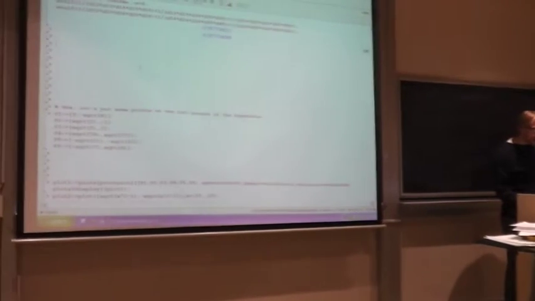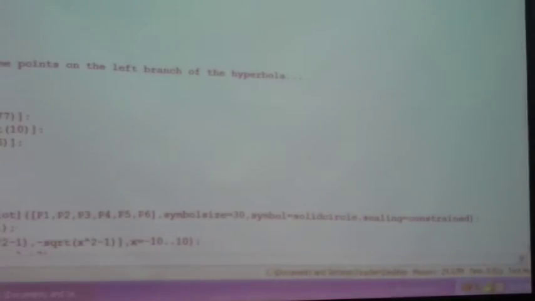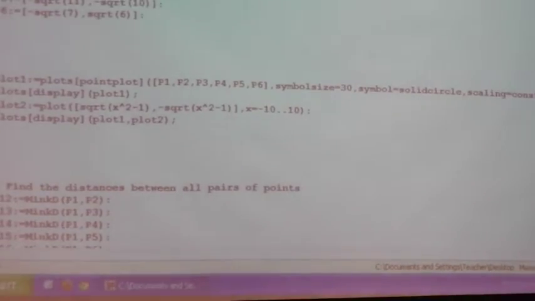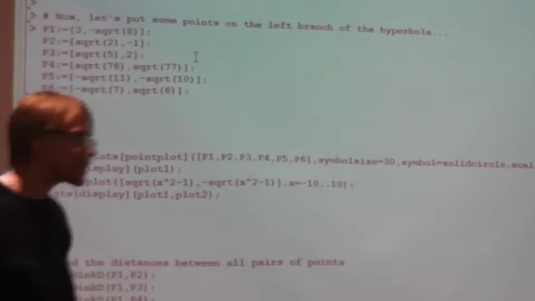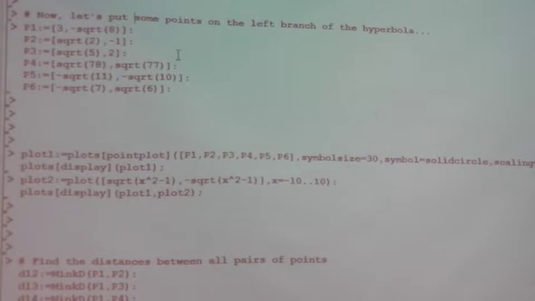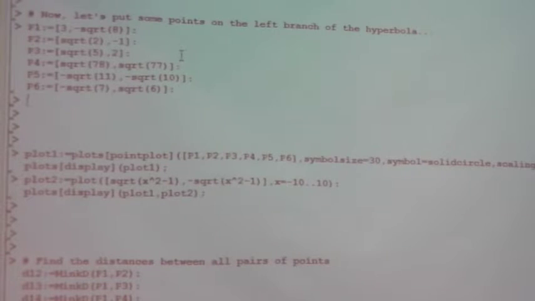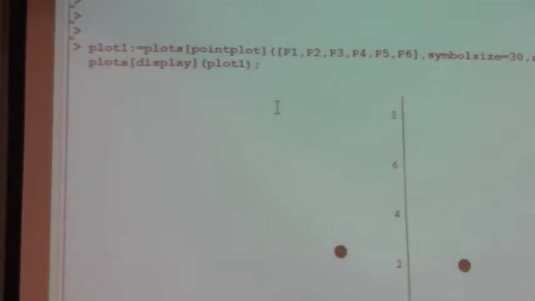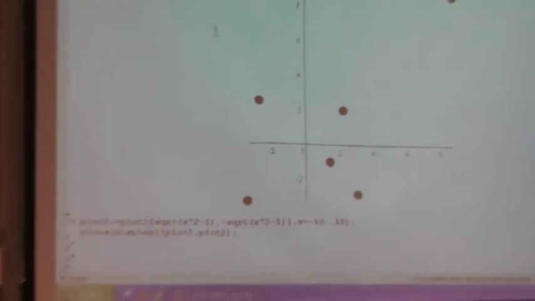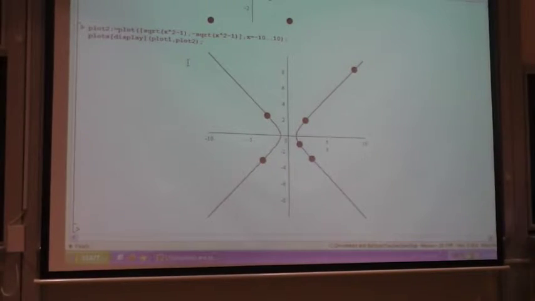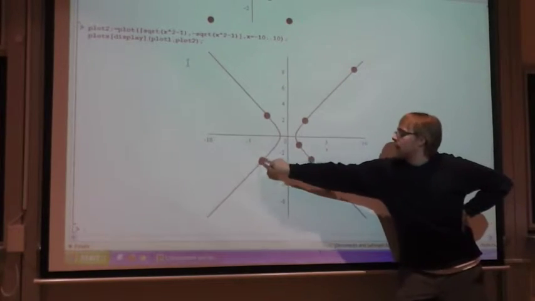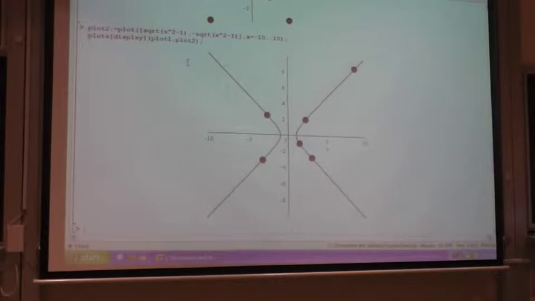Okay, so that's all well and good. But the question is, we put all our points on the right branch of the hyperbola. Why not put points on the left branch of the hyperbola? So let's try that. Here, just some small changes. You'll now see P5 and P6 are going to be negative in their x coordinates, so they're going to be over on the left-hand side. We'll plot them again. So 4 points on the right, 2 points on the left, and there we can see them. And so here our ordering is now 1, 2, 3, 4, 5, 6. Again, ordering is very important here.